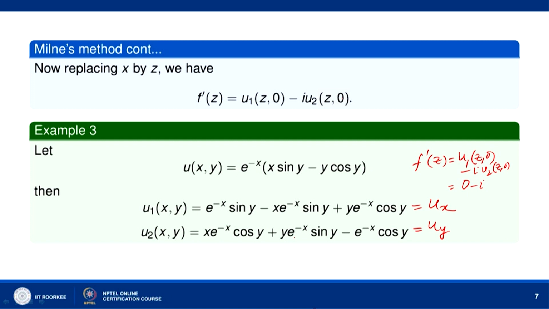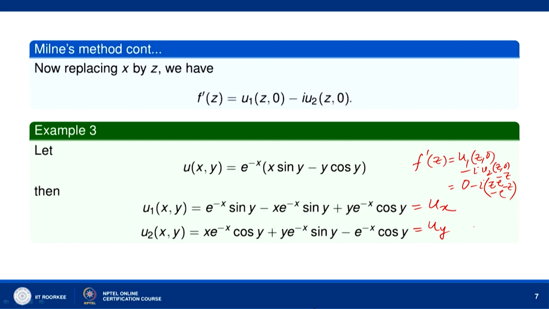When y equal to 0, this term becomes 0 and this term becomes z into e to the power minus z. So, z e to the power minus z into cos 0 is 1. This term becomes 0 when y is 0, this term becomes minus e to the power minus z. Okay. So, we get f prime z equal to minus I into z e to the power minus z minus e to the power minus z. Now, we can find the integral of this function.